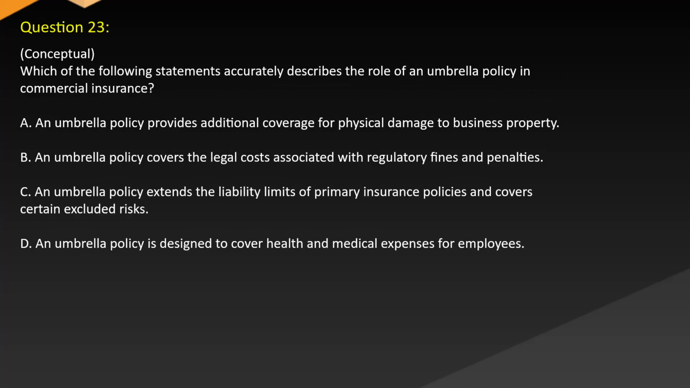Question 23. Conceptual. Which of the following statements accurately describes the role of an umbrella policy in commercial insurance? A. An umbrella policy provides additional coverage for physical damage to business property. B. An umbrella policy covers the legal costs associated with regulatory fines and penalties. C. An umbrella policy extends the liability limits of primary insurance policies and covers certain excluded risks. D. An umbrella policy is designed to cover health and medical expenses for employees.